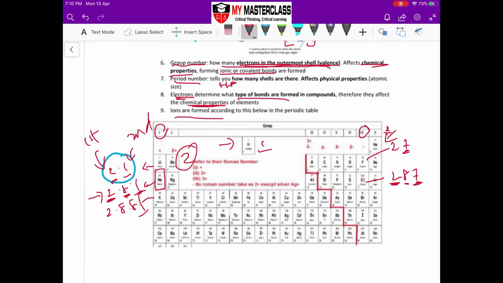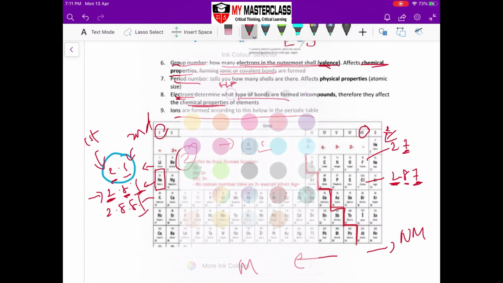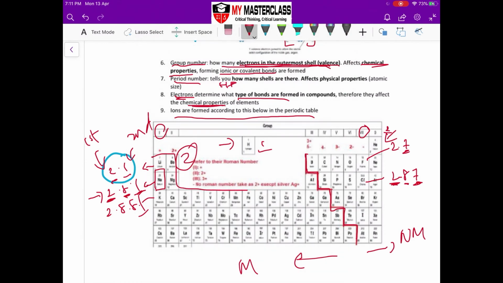Then the ions are formed according to the table below in your periodic table. Recall this red line over here, this is your staircase that separates the metals from the non-metals. All your metals will lose electrons, all the elements over here at this part, they will all form positive. And the elements over here, not including group 0 because they don't gain or lose, will all form negative.